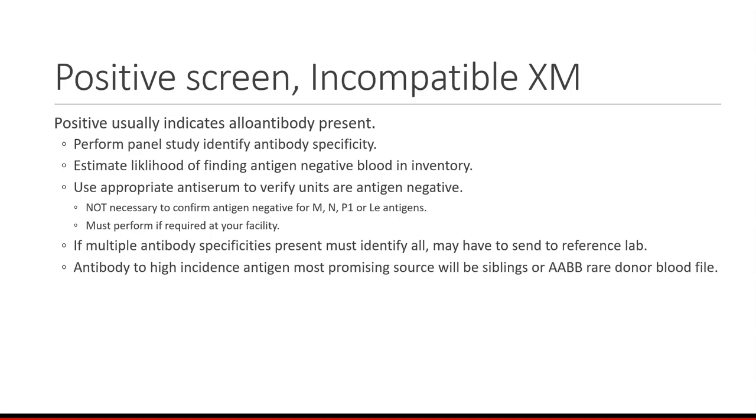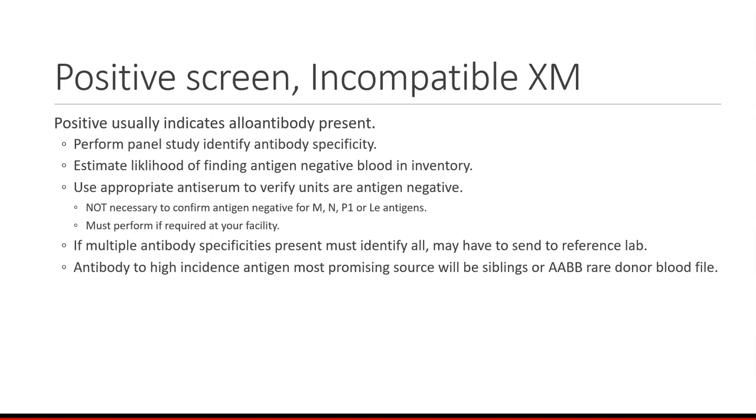For example, an anti-big E is very easy because 8 out of 10 units should be big E negative. But for anti-little e, only 2% of the population is negative, so only 2 out of 100 will be negative for the little e antigen. So you'll know immediately that you're probably going to have to go to your blood provider.